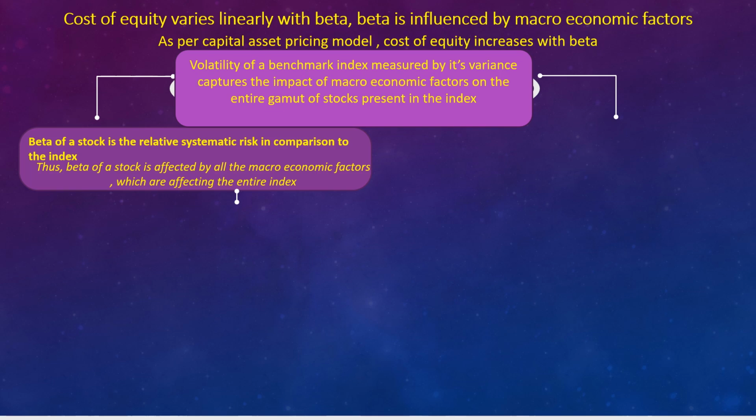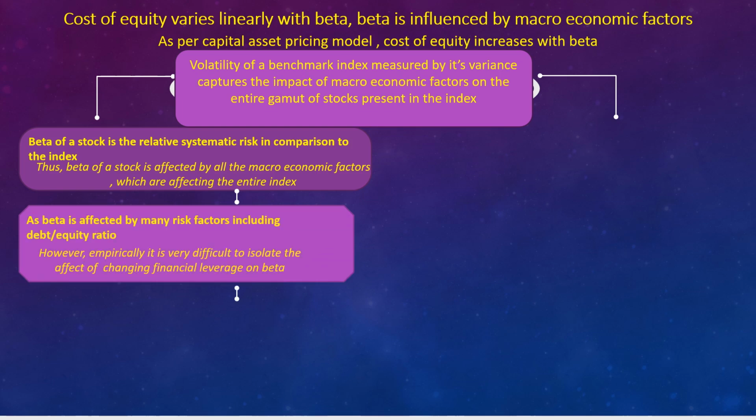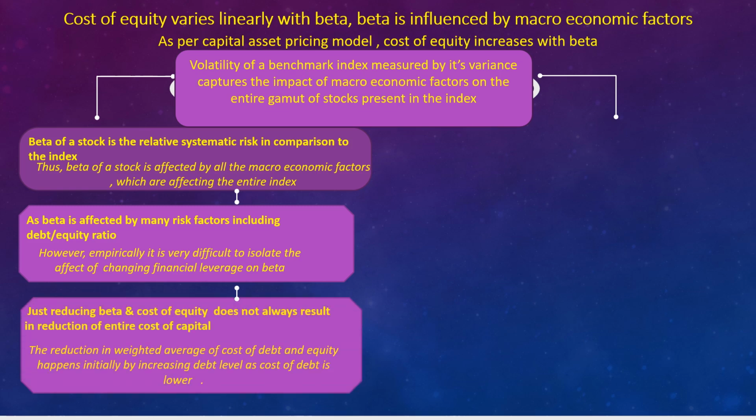Beta of a stock is the relative systematic risk in comparison to the index. Thus, beta of a stock is affected by all the macroeconomic factors, which are affecting the entire index. Beta is affected by many risk factors, including debt-equity ratio. However, empirically, it is very difficult to isolate the effect of changing financial leverage on beta. Just reducing beta and cost of equity does not always result in reduction of the entire cost of capital.